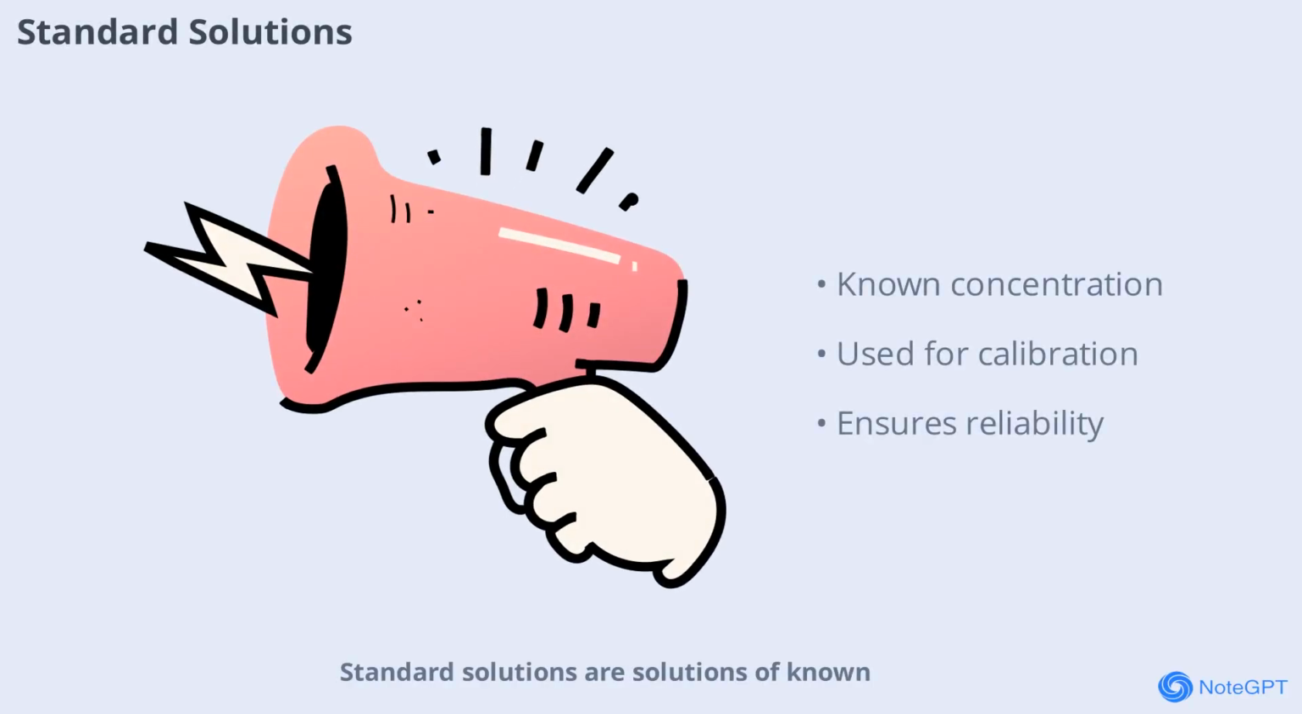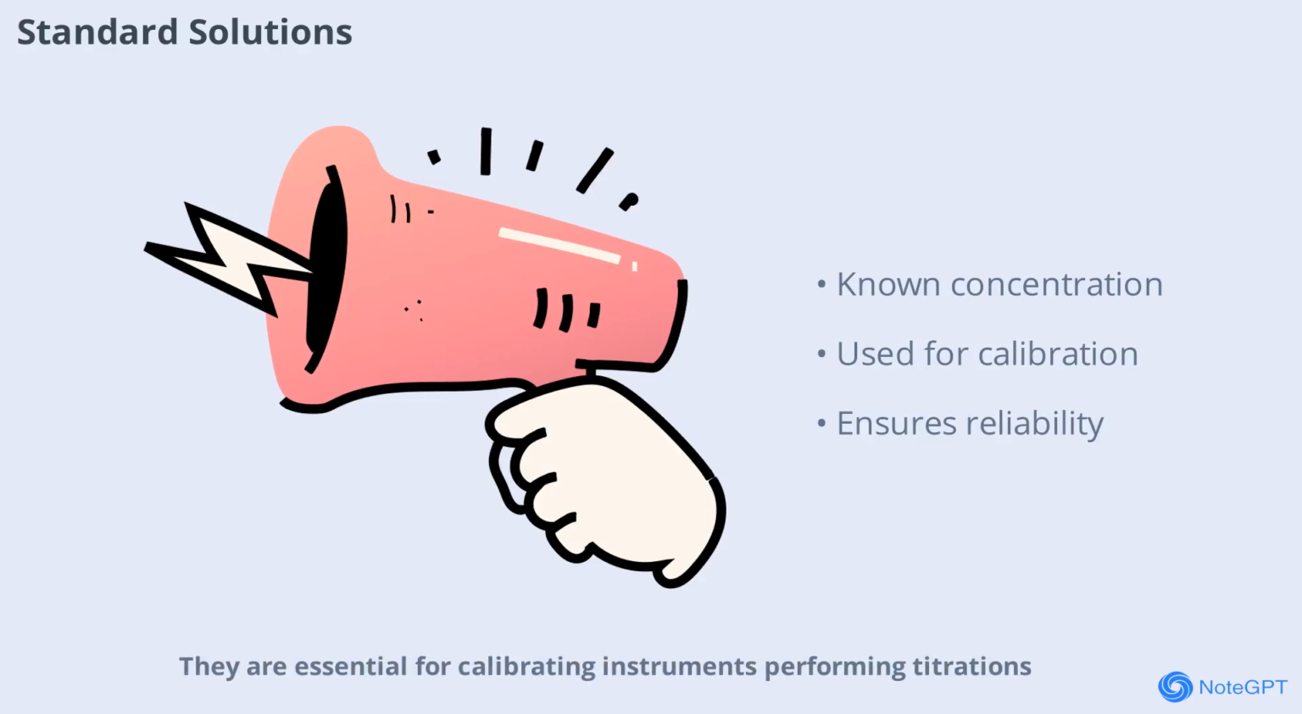Standard solutions are solutions of known concentration used as references in analytical chemistry. They are essential for calibrating instruments, performing titrations, and validating results. Preparing standard solutions requires precise measurement and careful technique. Using these solutions ensures that your experiments are based on reliable and reproducible data, which is fundamental for scientific analysis.